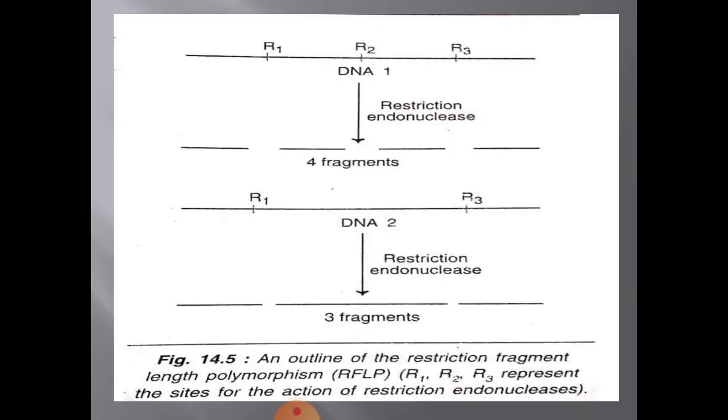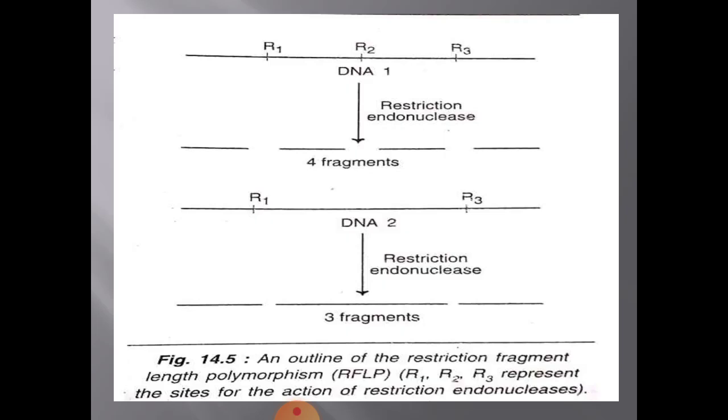So, the diagram explains to you an outline of RFLP. Okay. So what exactly does it tell us? Let us see. So this is a DNA molecule. There are two DNA molecules, DNA 1 and DNA 2. You can make out in the diagram that DNA molecule 1 has three restriction sites, R1, R2 and R3.